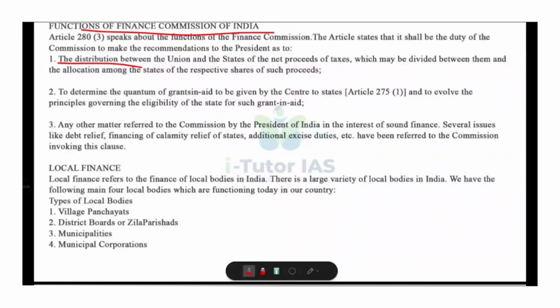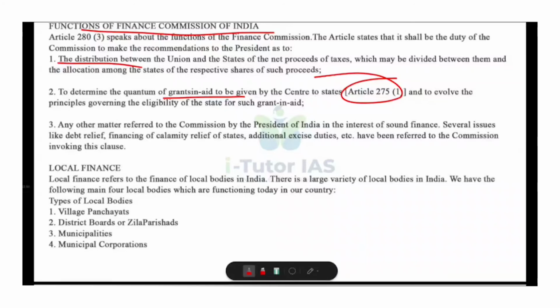Then grants in aid to states, that is under Article 275. So it determines the amount of grants in aid to be given by the center to the states. It evolves the principles for deciding which states are eligible for such grants. Then the third one, other matters referred by the President. So the President may refer any issue related to sound finance to the Commission.